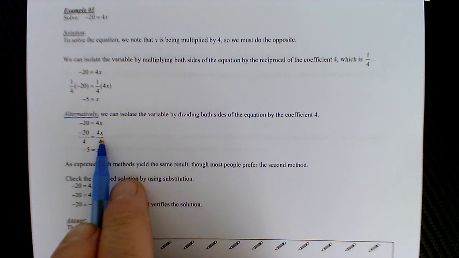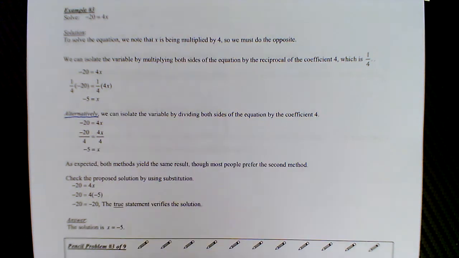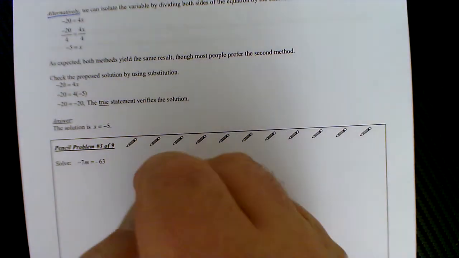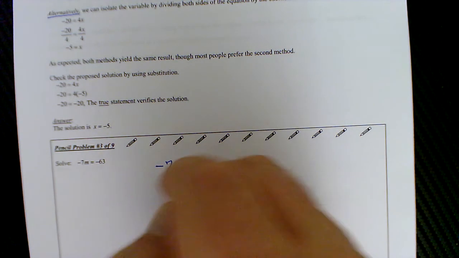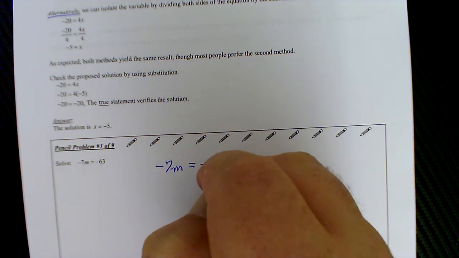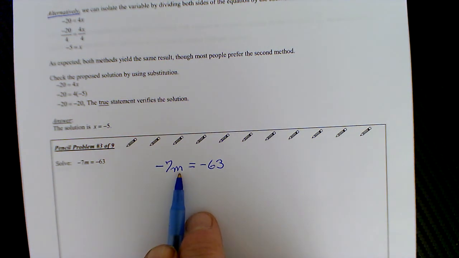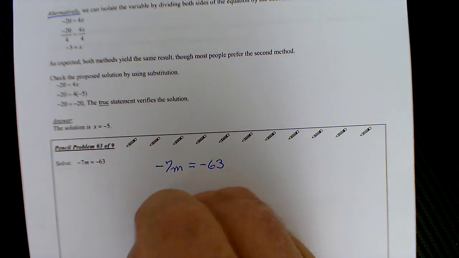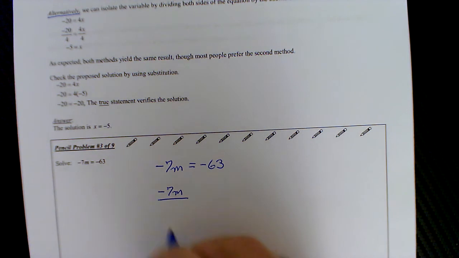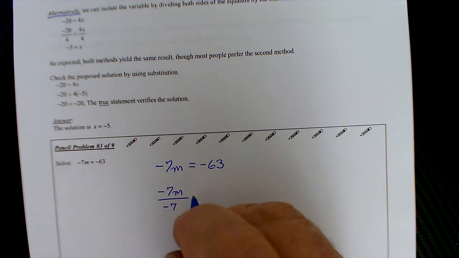So to the pencil problem, I'll recopy. If I have negative 7m equals negative 63, we note that the negative 7 is being multiplied by m, so to undo the multiplication, we can divide. I'm going to show an extra step here where I'm dividing by the coefficient, sign included. Never the variable, you're only dividing by the coefficient of the variable, or as you may say, the number in front of the letter, but the sign included.